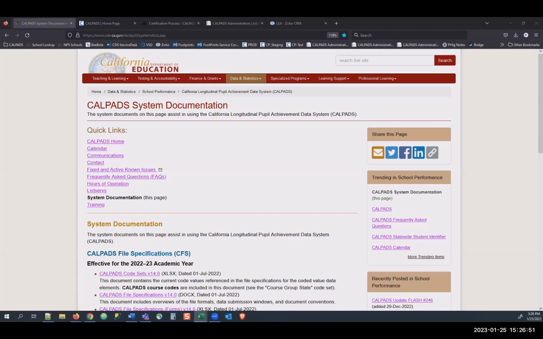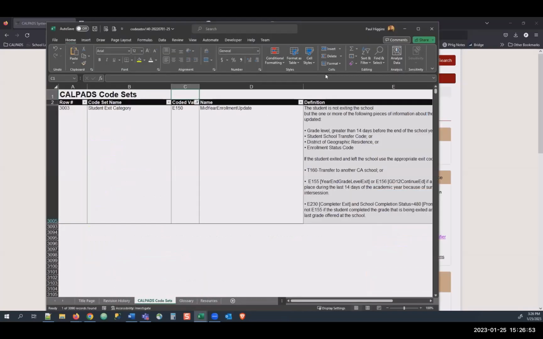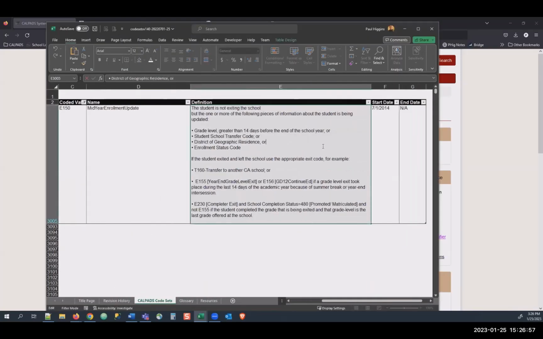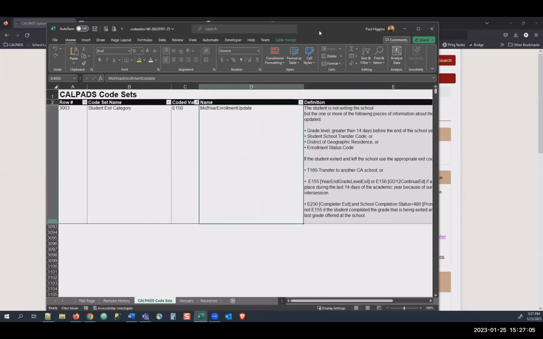Okay, question from Sandra. When we receive a student withdrawal notice from a school for a student who resides in our district and we know that they have moved out of our district, do we notify CalPADS of the new district of geographic residence? I don't know if that's a requirement or not. District of geographic residence is only required when a student enters. So when they're enrolling, not when they're exiting.